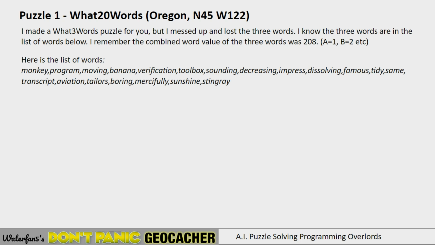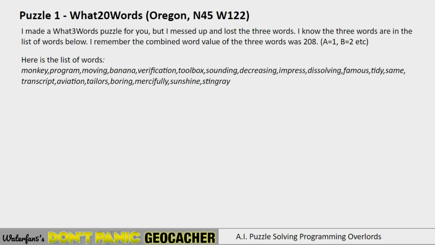So now think about how you would solve this. I'm giving you one extra step, telling you that the word value of the 3 words combined is 208. So word value is kind of like give every letter a number and then add the numbers together. So A is 1, B is 2, etc. So Z would be 26.